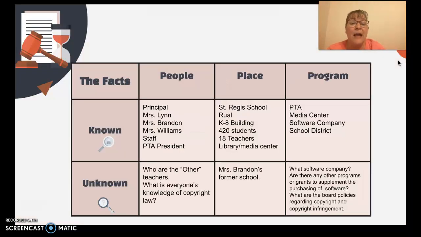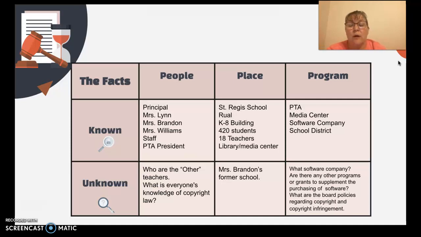Now, what facts I know, the people involved is myself, Miss Lynn, Mrs. Brandon, who brought it to my attention, Mrs. Williams, there are other staff, and even the PTA president that know of this copyright infringement going on. We know the place and what size of school it is. We also know the programs that are involved are the PTA, because the monies that bought the program have come from them. We know that the media center is involved, software company, and even the school district.